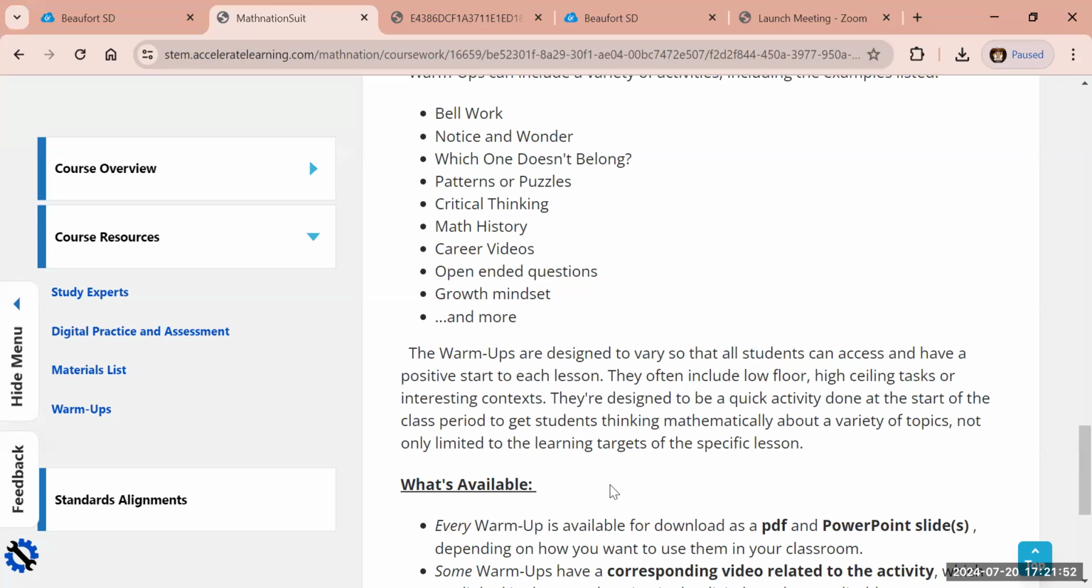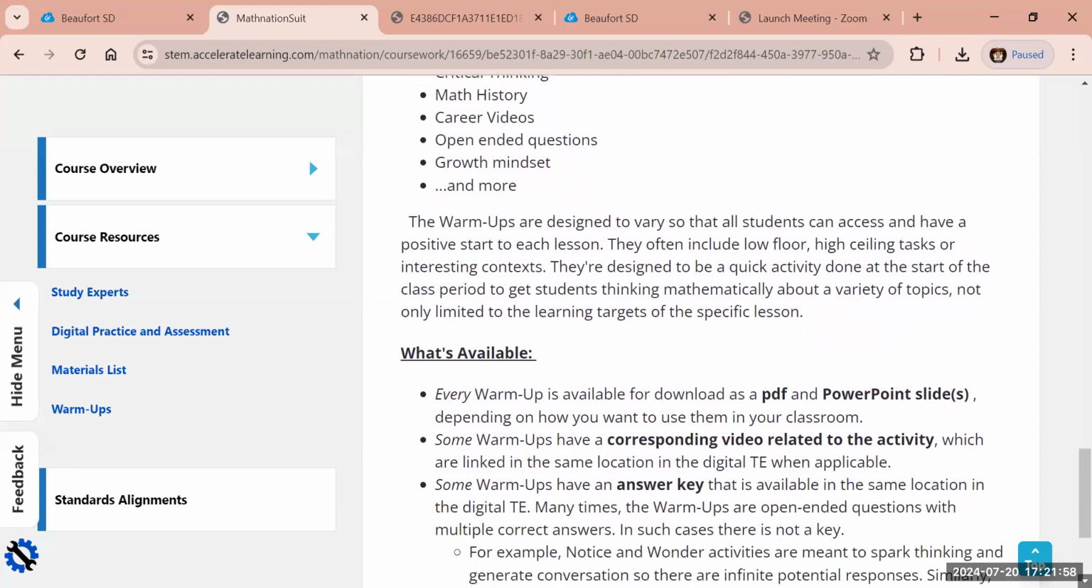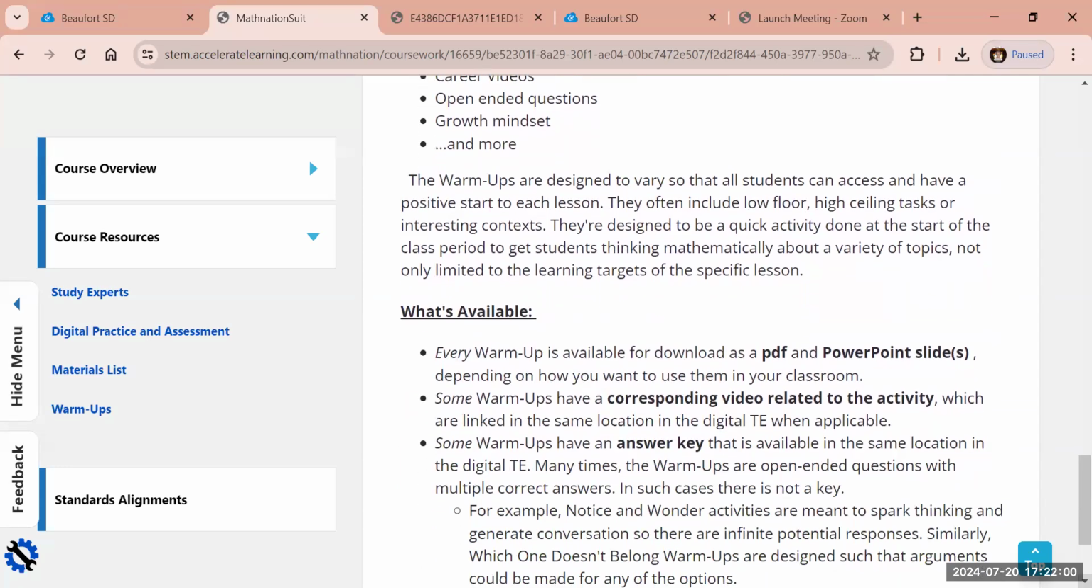So now we have what's available. Let's see here. So you're going to the Math Nation. Once again, I'm taking you to the learning target for this lesson. I'm just taking you to the Math Nation to help us. We are learning together because this was my first time using this app, but I'm also learning as you are. So every warm-up is available for download as a PDF.